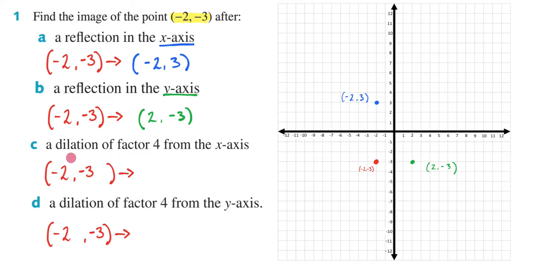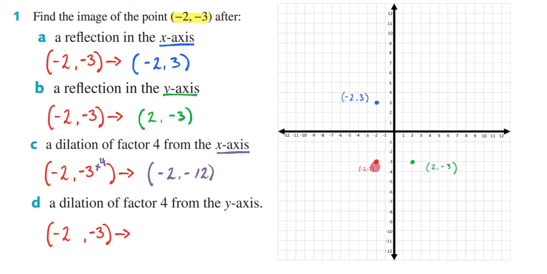All right, now we come to C, which is asking us to find what happens after a dilation of a factor of 4 from the x-axis. Now, when we dilate from the x-axis, my y value is going to change. So here is by a dilation of a factor of 4. So we're going to times our y value by 4, which means our new coordinate will be -2, -12.